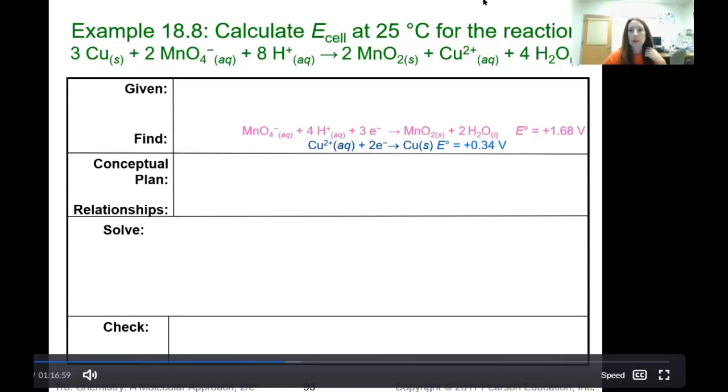Okay, so now if we look at our problem here, I just pulled out the equations from our little chart that we've been working on. And you can see here again, I just pulled these out. By the way, by looking at this, see if you can do this now. How many moles of electrons are transferred in this reaction?